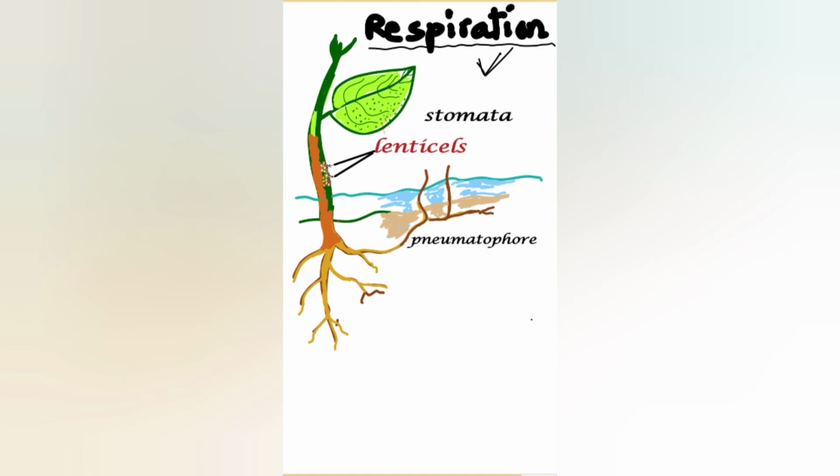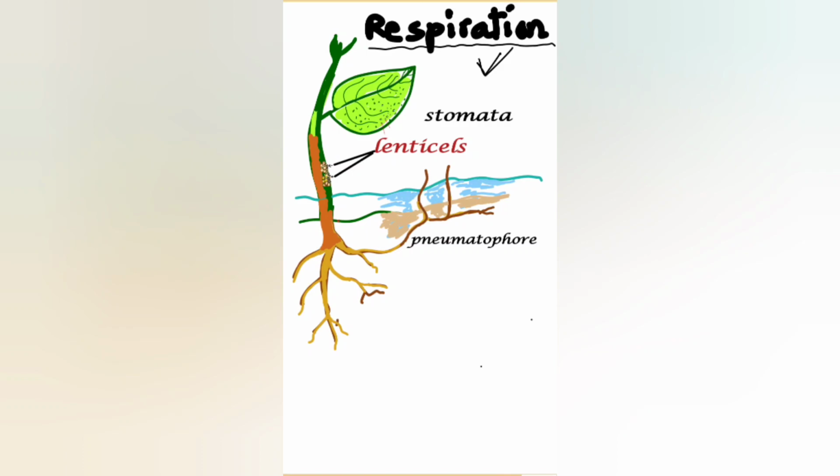So, what is respiration? If we go by the book, respiration is the process of breaking down glucose to release energy. This is done with the help of mainly oxygen, sometimes without oxygen also, that we will see. But for respiration to happen, oxygen is mostly required. How do plants get oxygen?